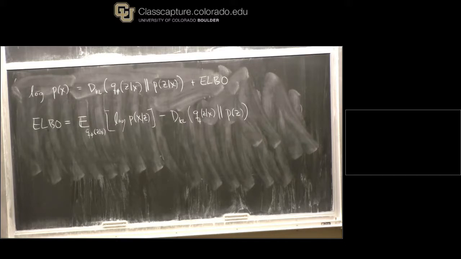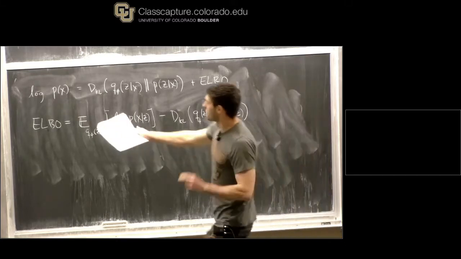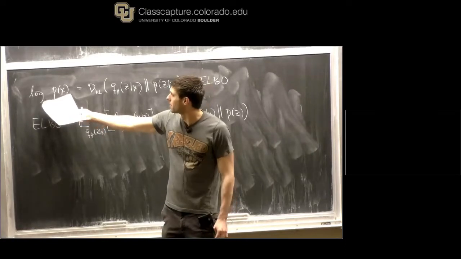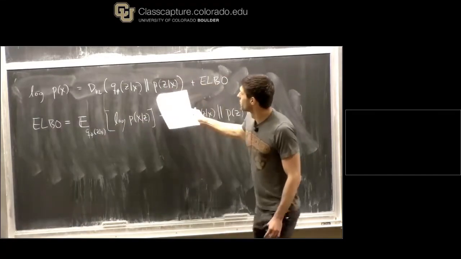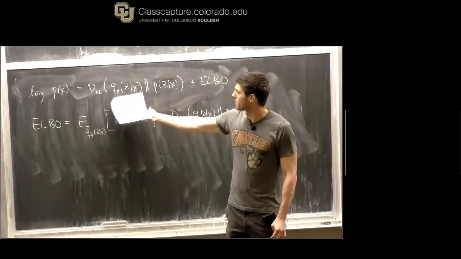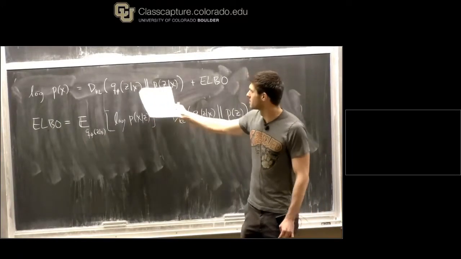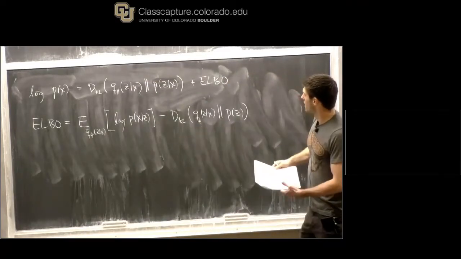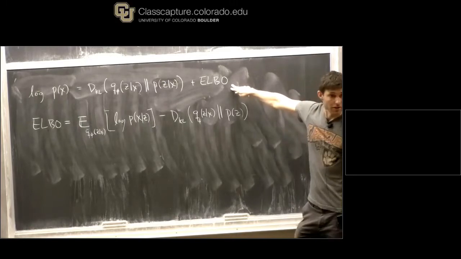I don't know what this is. This is the thing I'd like to know something about. I don't know what this is either, but this is a measure of how far off my approximation to this Z given X is from the true one. And then there's another term. And luckily, the other term I can actually work with.